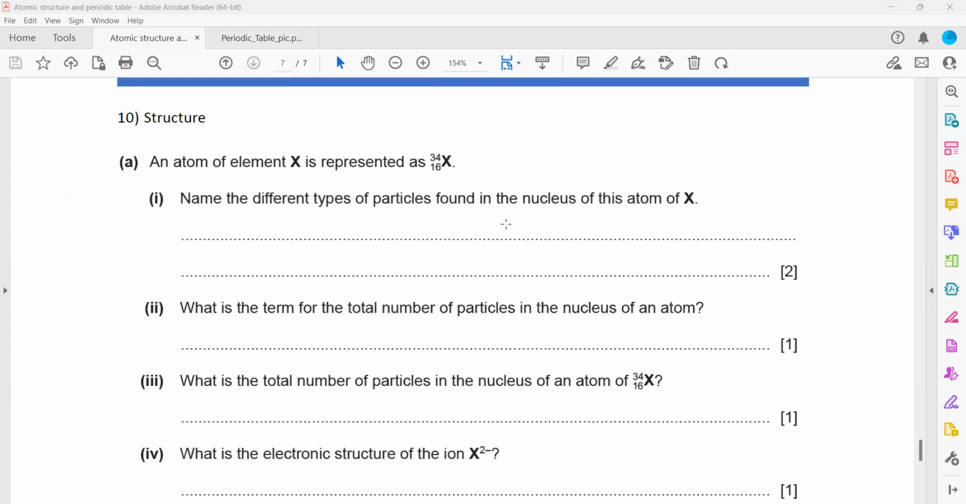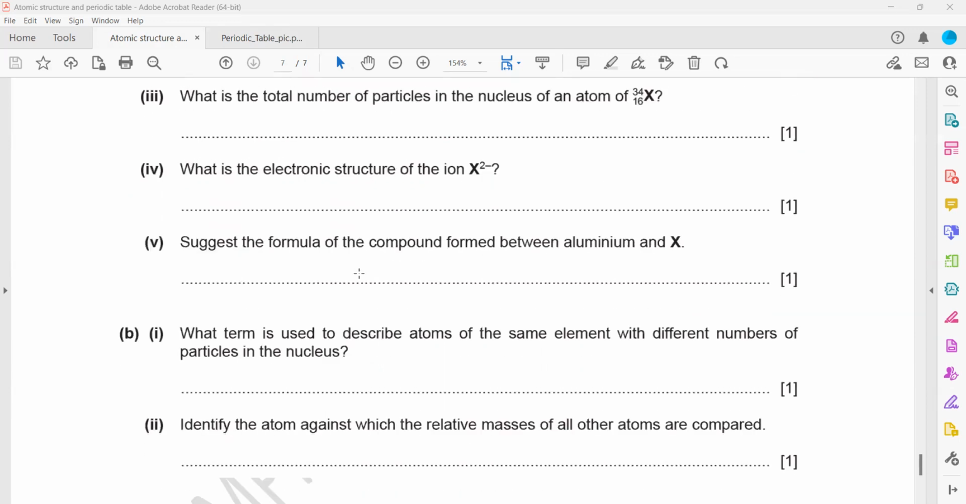Then an atom of an element X is represented. Name the different particles which are found in the nucleus. What do we call them? We call them neutrons and protons. The term we use for neutrons and protons together is the nucleon number. The total number of particles is 34. The nucleon number is 34, so that's why it is 34.